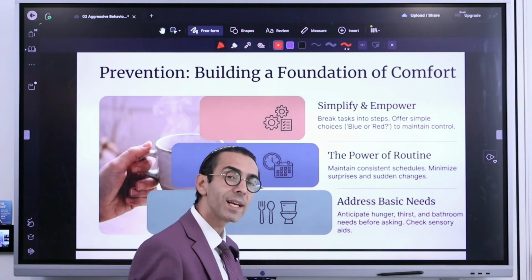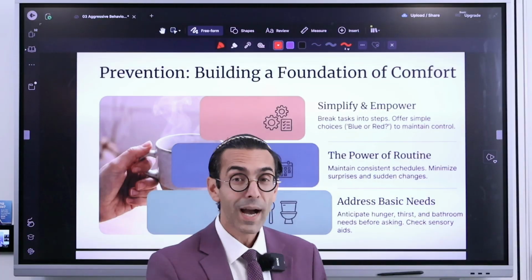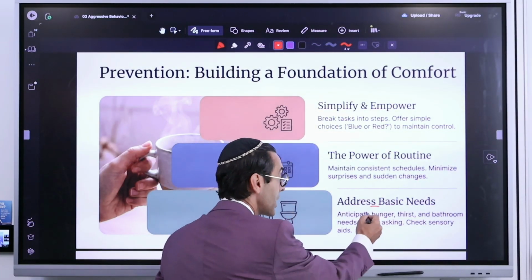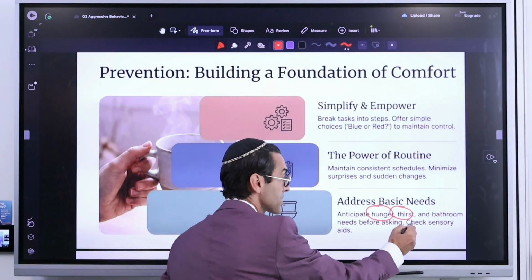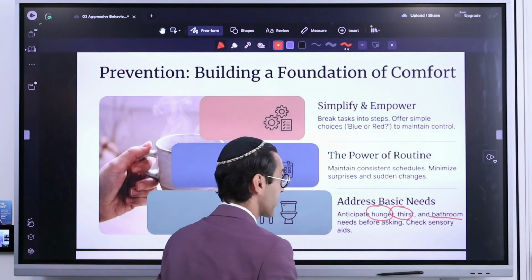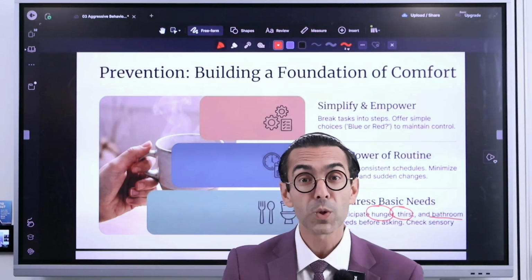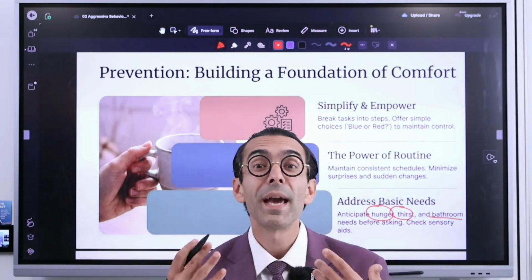And obviously, addressing the basic needs. Go back to the basics. It's all about the basics, right? We're talking about, could they be hungry? Can they be thirsty? May they want to go to the bathroom? So check these basic needs before you start assuming it's a behavioral issue.